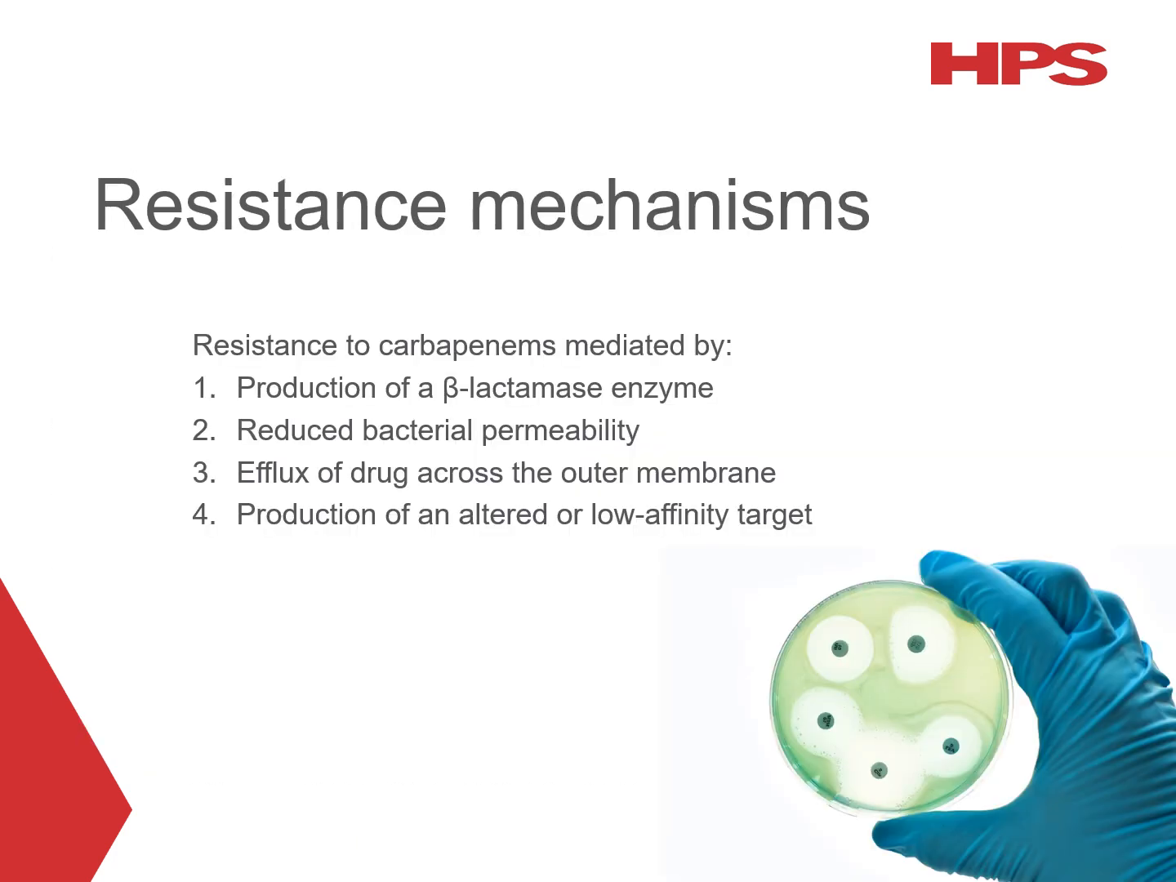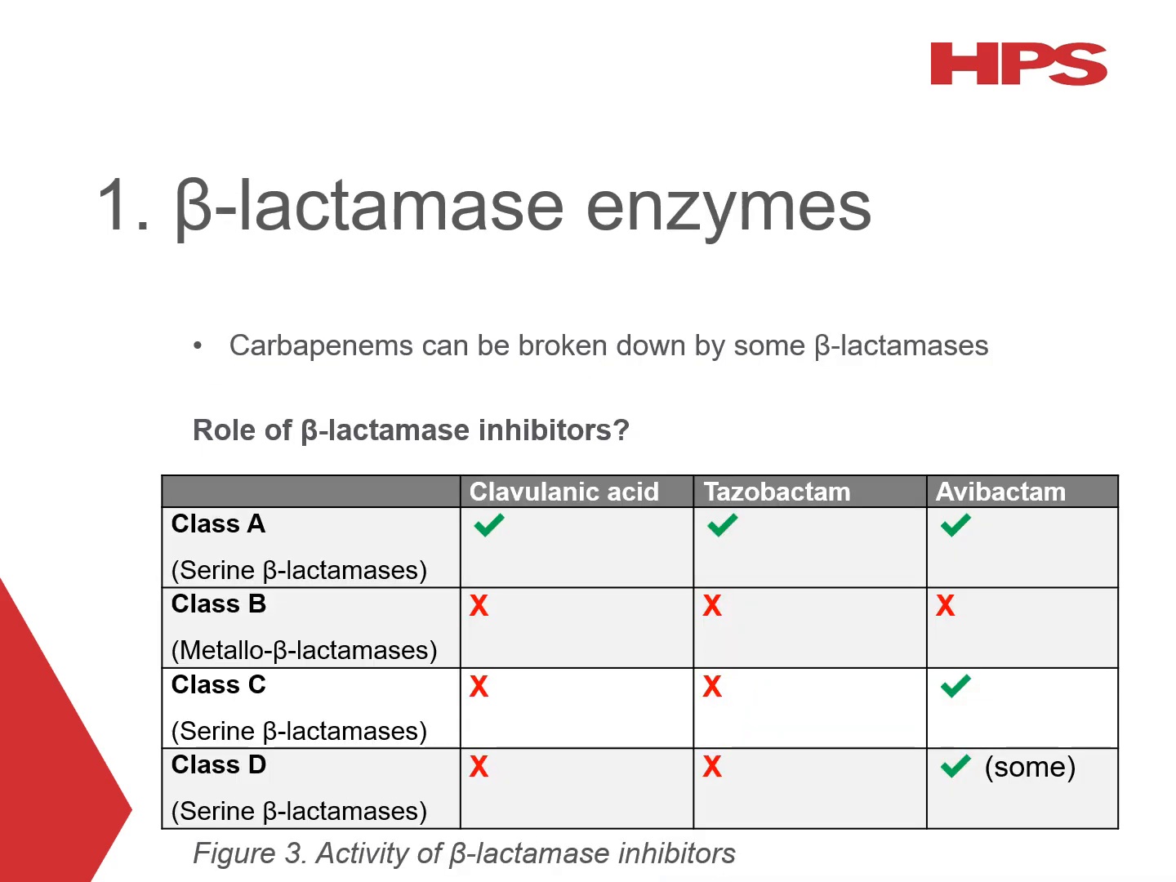Resistance to carbapenems is generally mediated by one of these four resistance mechanisms. Firstly, bacteria may produce beta-lactamase. These are enzymes that can hydrolyze beta-lactam antibiotics, and this is quite an important mechanism of resistance. Carbapenems are unaffected by most beta-lactamases, including extended spectrum beta-lactamases. However, there is a subset of beta-lactamases, sometimes called carbapenemases, that can break down nearly all beta-lactam antibiotics, including carbapenems.